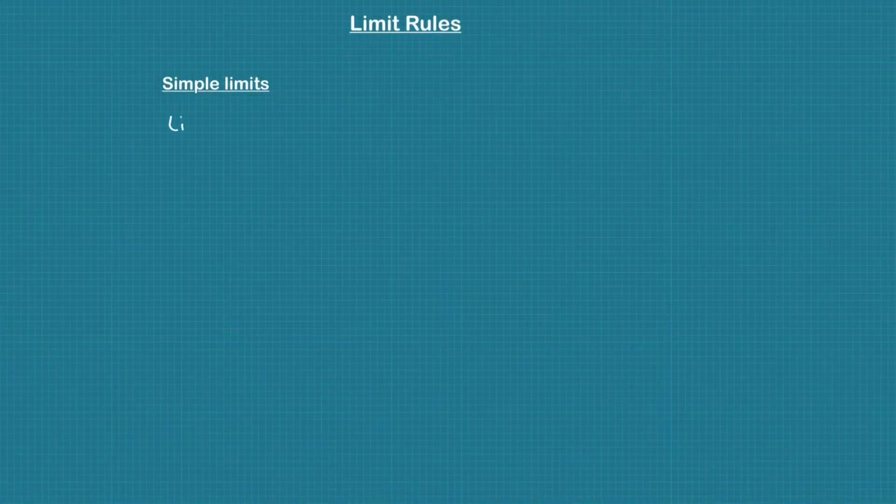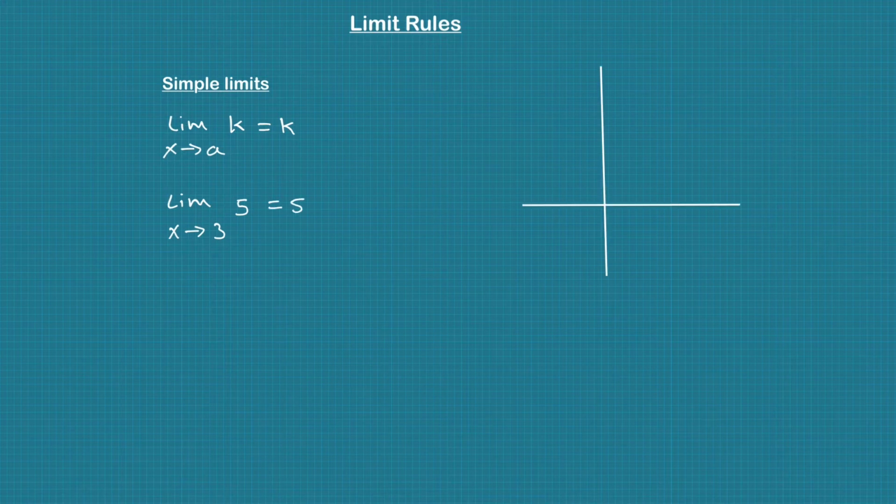Limit rules, simple limits. The limit of a constant k as x approaches a is k. For example, the limit of the constant 5 as x approaches 3 is equal to 5.